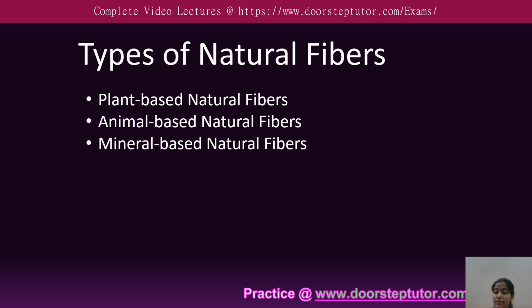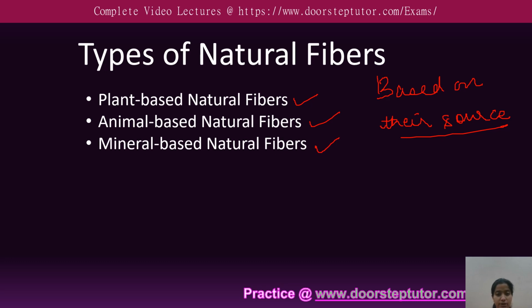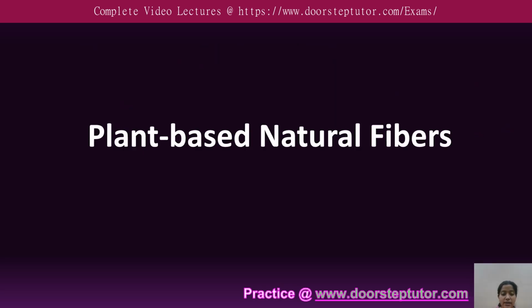Now, what are the different types of natural fibers? Based on their source, from where we get them, there are three types of natural fibers: plant-based, animal-based, and mineral-based, right? Plant-based you will be getting from plants, animal-based you will be getting from animals, and mineral-based we are getting in the form of minerals found in nature.